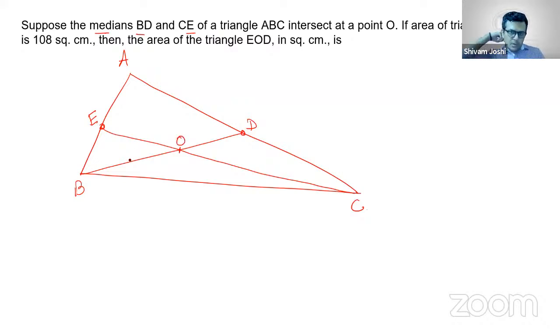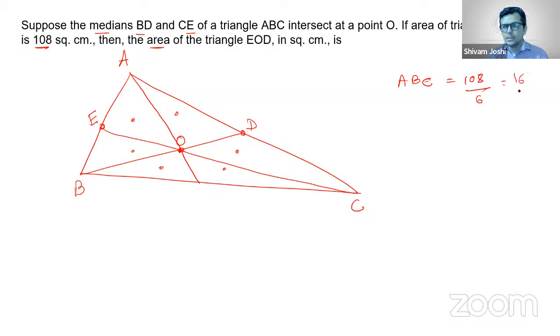Now, if two of the medians are already given, and the question is about the area, can we draw the third median? And can we now say that the centroid divides the area of the triangle into 6 equal parts, right? So 1, 2, 3, 4, 5, 6, all are equal areas. The area of triangle ABC is 108. If you divide that into 6 equal parts, it is 16. No, 18, right? So each of these triangles will have an area of 18.